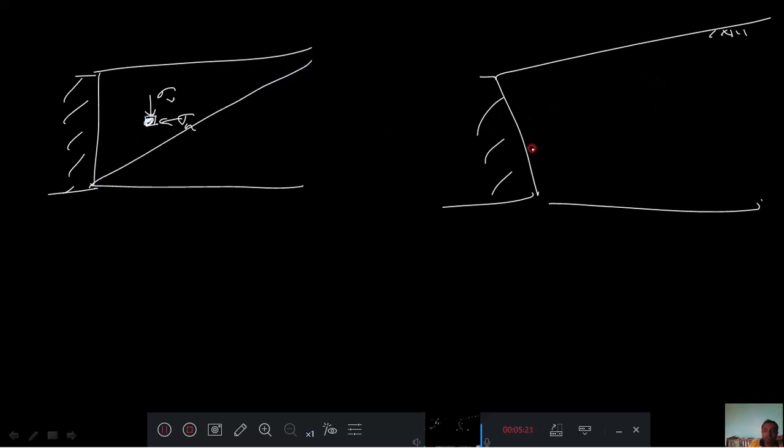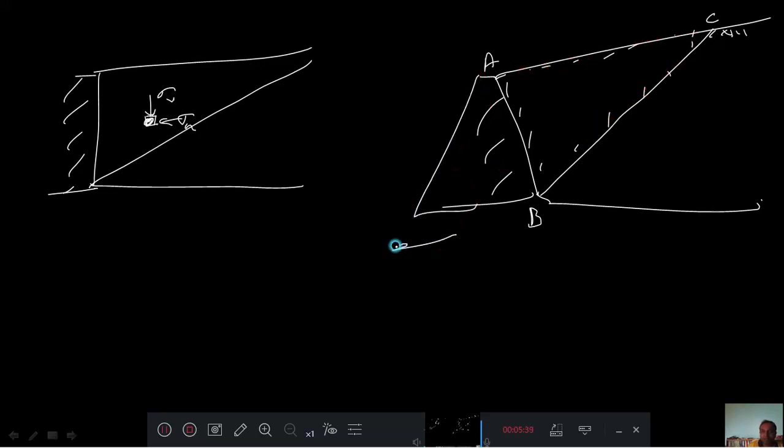But Coulomb will not consider a small element, he will consider one entire wedge. This is called A, B, and C. This is the entire wedge he is considering, and he is dealing with this entire wedge. When the retaining wall moves away from the backfill, this entire wedge will collapse, not an individual particle, not an individual part of the soil. He assumed that when it moves, the entire wedge will be moving.